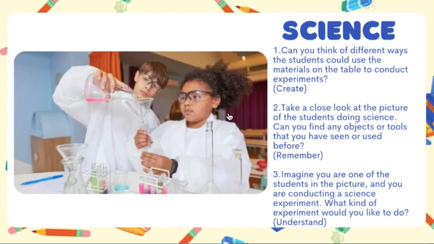Can you think of different ways the students could use the materials on the table to conduct experiments? This is Creating. Take a close look at the picture of the students doing science. Can you find any objects or tools that you have seen or used before? This is Remembering. And the last one is imagine you are one of the students in the picture and you are conducting a science experiment. What kind of experiment would you like to do? This is Understanding.